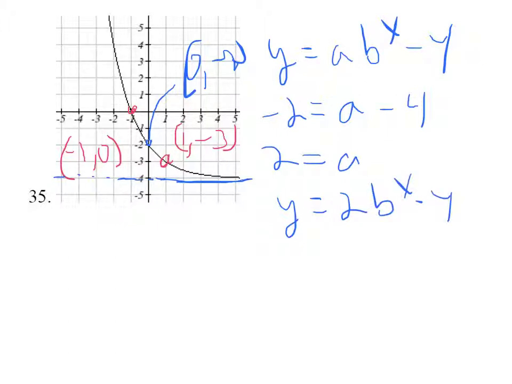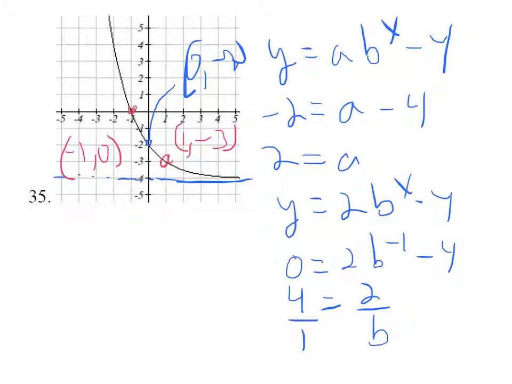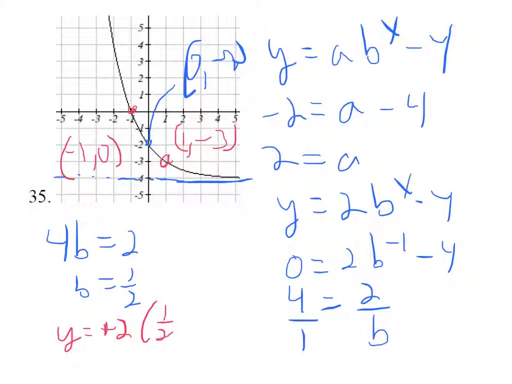Then I've got a couple of points I can use. How about I use the (-1, 0)? So 0 equals 2 times b to the -1 minus 4. So that gives me 4 equals 2 over b. And if we do my cross products, b equals 1/2. So it's looking like this function is y equals 2 times 1/2 to the x power minus 4.